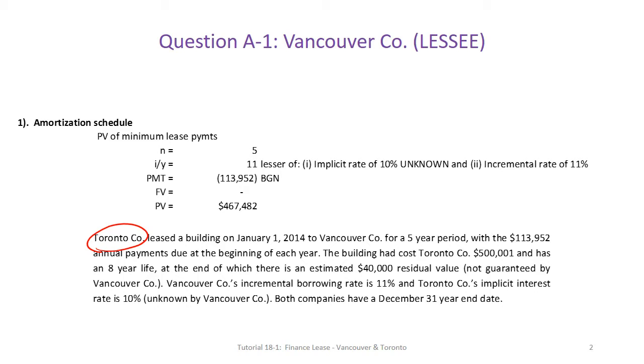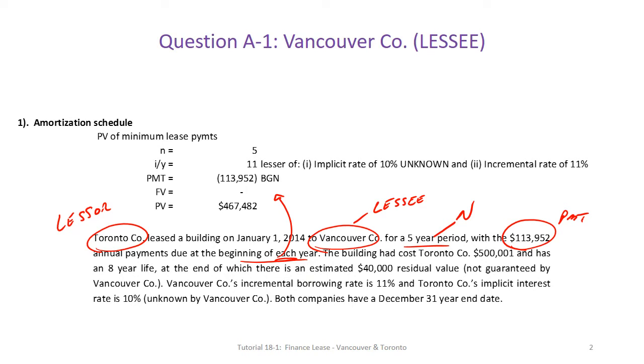We have Toronto, who is the lessor, leasing a building to Vancouver, who is the lessee, for a 5-year lease term. So that's going to be the number of periods in our calculation. The payment is determined by the lessor and is $113,952, with payments at the beginning of the year, which means we'll need to use the begin function.